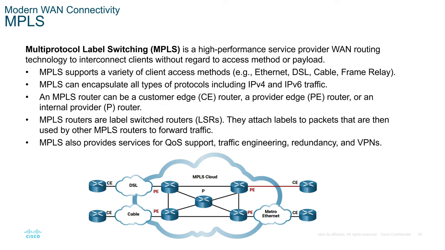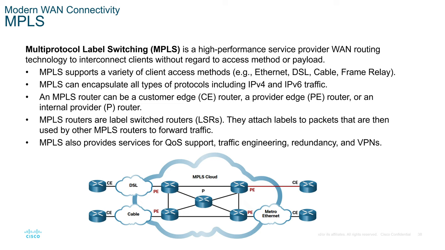MPLS, also known as multi-protocol label switching, is a high-performance service provider WAN routing technology to interconnect clients without regard to access method or payload. So MPLS supports a variety of client access methods such as Ethernet, DSL, cable, frame relay, etc. MPLS can encapsulate all types of protocols, including IPv4 and IPv6 traffic.